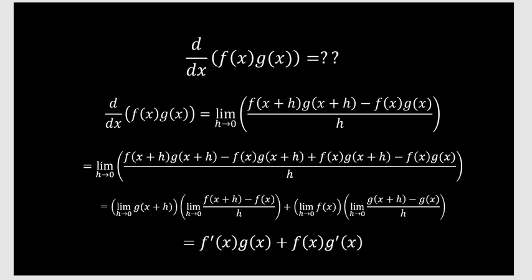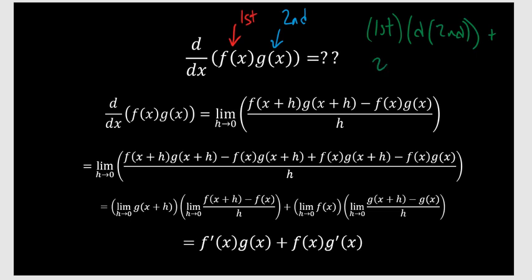There's another way you can look at this. If you want to call f of x your first function, and g of x your second function, then what the product rule basically says is it's the first times the derivative of the second, plus the second times the derivative of the first.